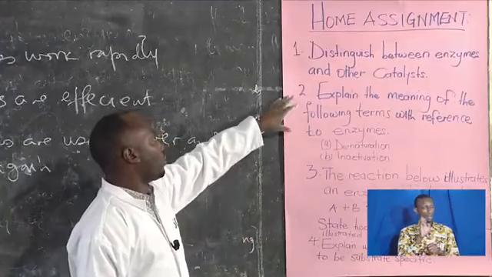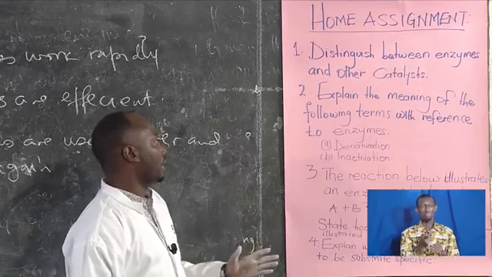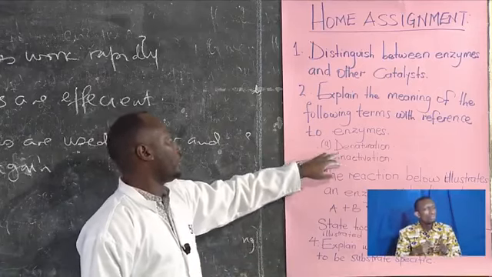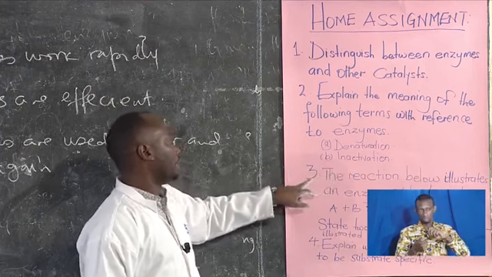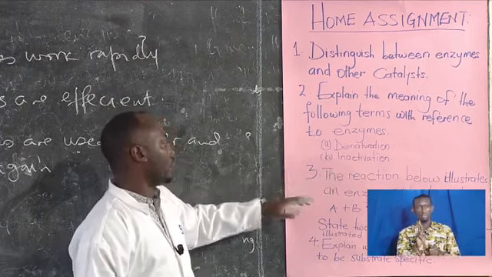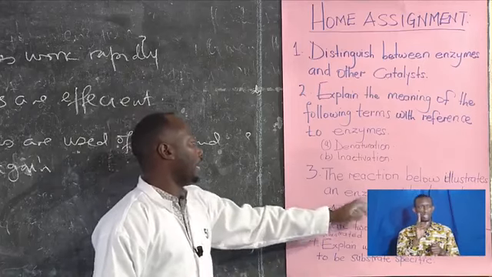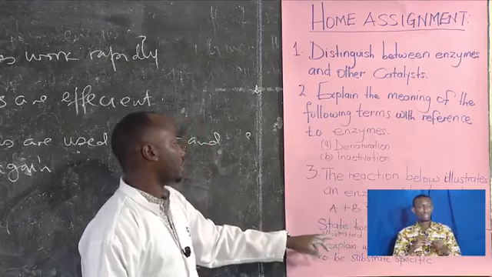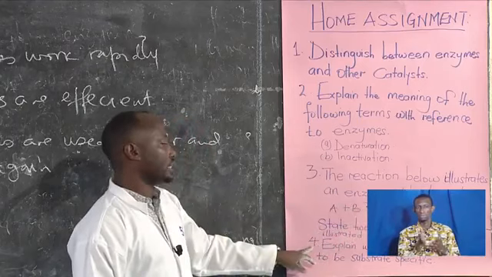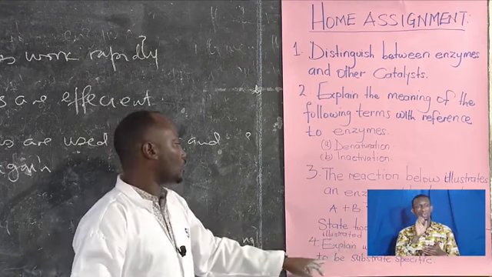Number 2 asks you to explain the meaning of the following terms with reference to enzymes: a, denaturation, and b, inactivation. Number 3, the reaction below illustrates an enzyme catalyzed reaction: A plus B, with enzyme X, gives C. State 2 characteristics of enzymes illustrated in the reaction. Number 4, the last one, asks you to explain why enzymes are said to be substrate specific.